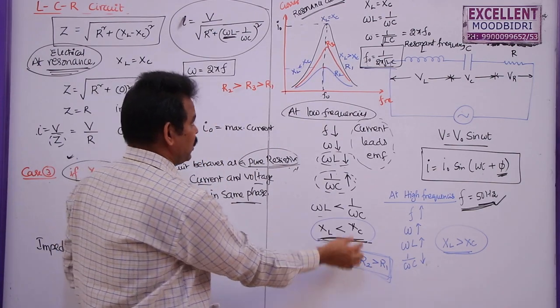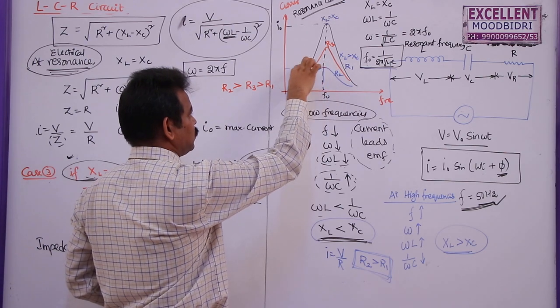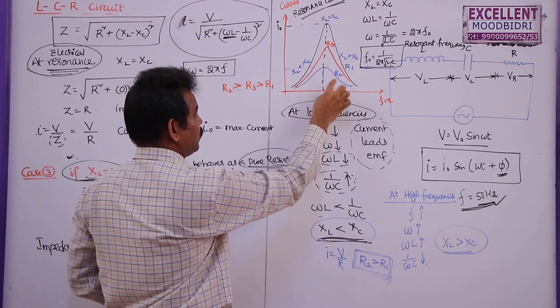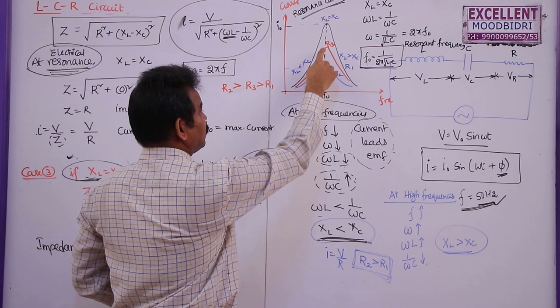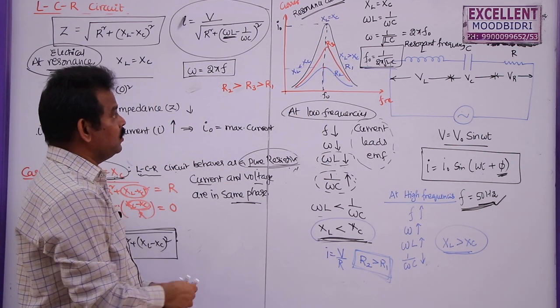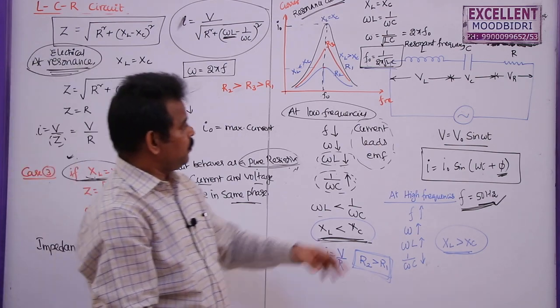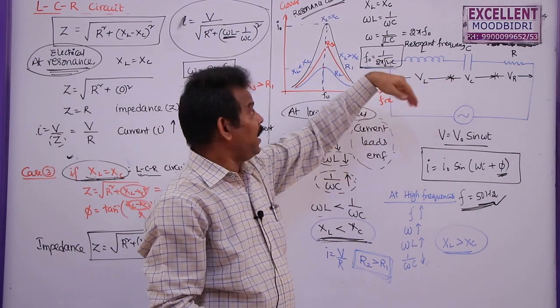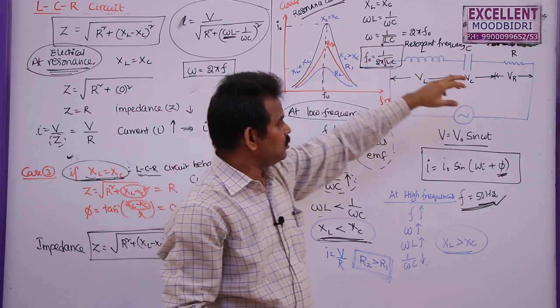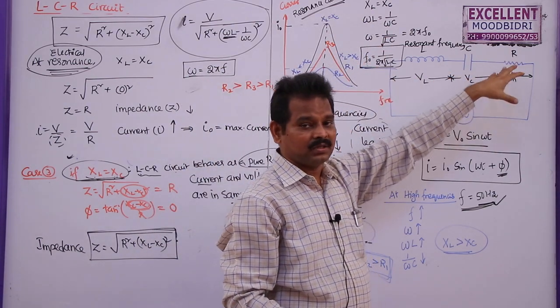Why is R2 greater? When R2 is greater, the maximum current will be less. But at the same frequencies, whenever R changes, the sharpness of the curve will change. So based on this, if I want to make an LCR circuit with the maximum current, I need to see that the resistance should be less.